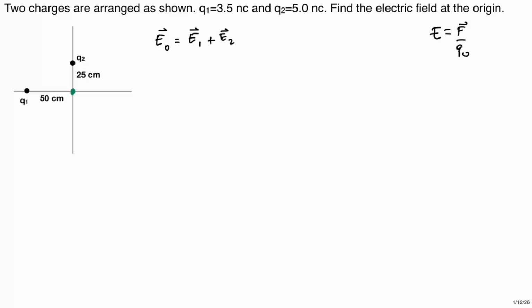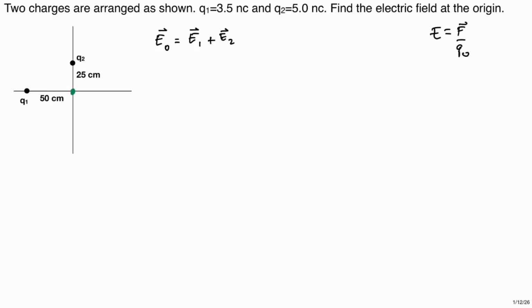Do you see how there's only one number on the electric field? It's not force 2-1 or force 1-2. It's just the electric field from charge 1 and the electric field from charge 2. Nice. Okay. So since we're adding vectors together, what's the overall approach? What are we going to have to find?